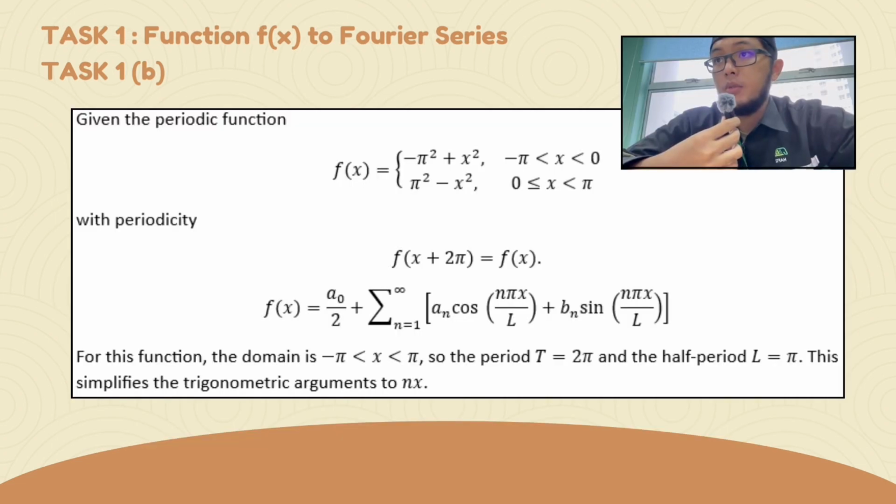To proceed with task 1b, we are given this periodic function f of x, with the periodicity f of x plus 2 pi equal to f of x, and we have this generalized expression of Fourier series. For this function, the domain is from negative pi to pi, so the period is 2 pi, and half of it is L equal to pi. This simplifies the trigonometric argument to nx, since L is equal to pi.